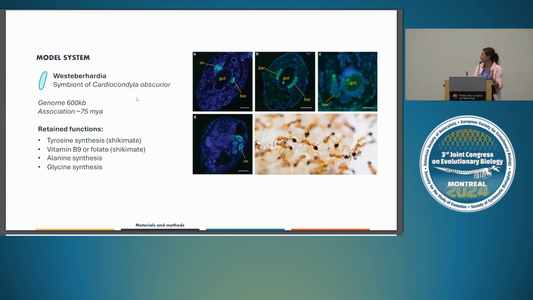But I'm mostly going to talk about this one species that I'm working with in the lab, which is Cardiocondyla obscurior. So they have a symbiont known as Westeberhardia. It's the oldest of all the ant lineages' symbionts, and it's really small. It's only 600 kb. It's a 75 million year old relationship, and it can do very few things. So it can only really make tyrosine, folate, alanine, and glycine. And so this is a really good system in the lab because the ants are really happy producing queens and thriving in lab conditions.